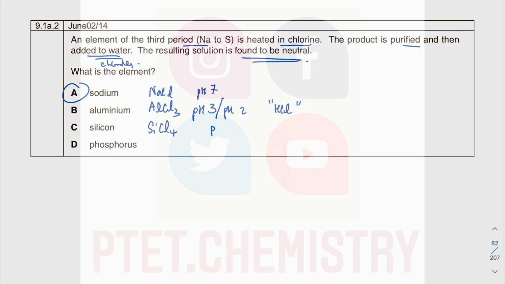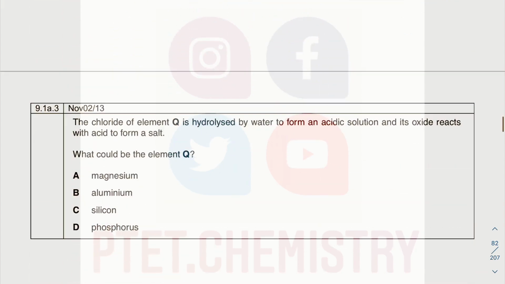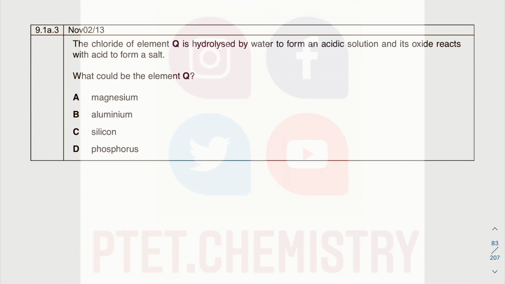SiCl4 also will give you, maybe I stick with pH 2. Okay, also HCl. And PCl3 or PCl5 will also give you HCl. All of them are strong acid. They will not be neutral at all. Okay, what is important is you need to try and balance each equation to show what happens when they react with water. Yeah, that is your hydrolysis equations, which typically give you a couple of marks, not just in AS but also in A2.